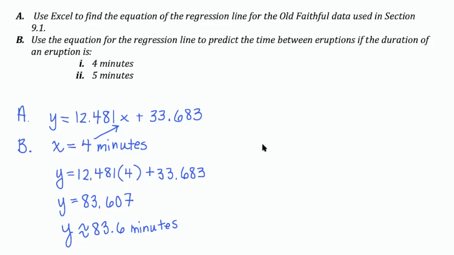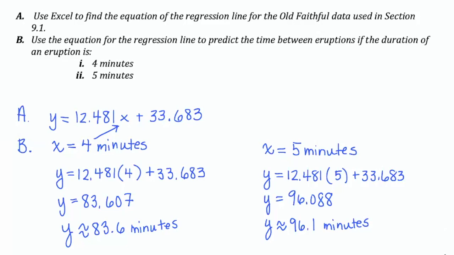To calculate for 5 minutes, which was above the values that were in our data set originally, I would do the same process, substituting 5 in for x. My final rounded answer is approximately 96.1 minutes. Now let's go and see how you can do this in Excel.